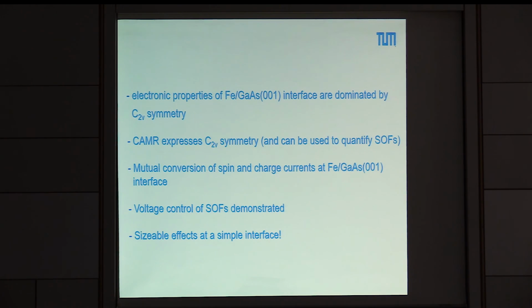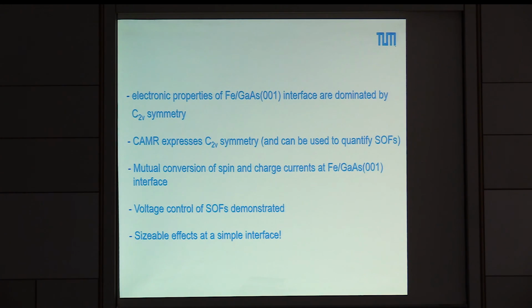I haven't shown this. We see mutual spin and charge conversion at this interface, so you can drive a spin current into the device or use the driven charge current to create a spin-orbit field. And we can also control these voltages of the spin-orbit fields. And these are all very large and robust effects at very simple interfaces.